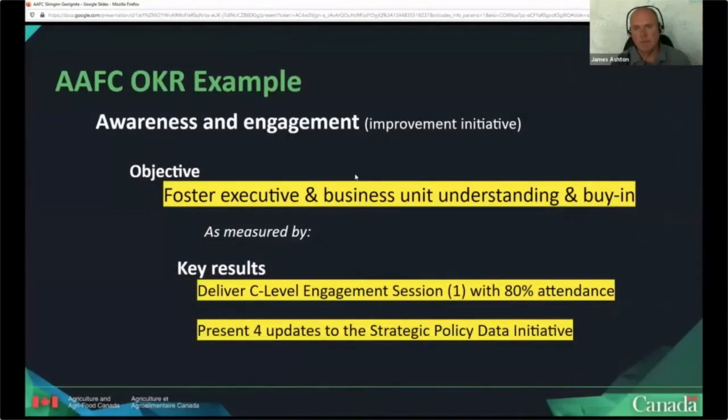So this is an AAFC example of an OKR for awareness and engagement. This is our main improvement initiative: to foster executive and business unit understanding and buy-in. And this is measured by our key results. So our key result was to deliver C-level engagement sessions with at least 80% attendance and present up to 4 updates to our strategic policy and data initiatives in the department.